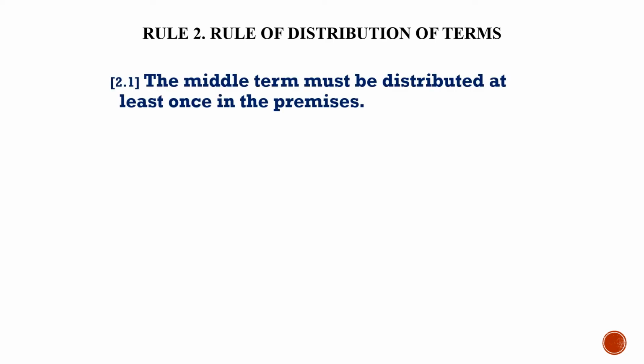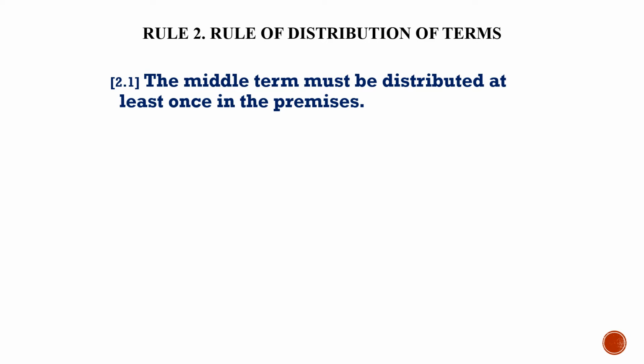Now let us understand rule 2, the rule of distribution of terms. Here the first rule of distribution of terms is 2.1. The middle term must be distributed at least once in the premises. Why do you think that the middle term must be distributed at least once in the premises? Because the function of the middle term in a categorical syllogism is to unite the major term and the minor term. And the middle term cannot perform its function unless it is distributed at least once in the premises.